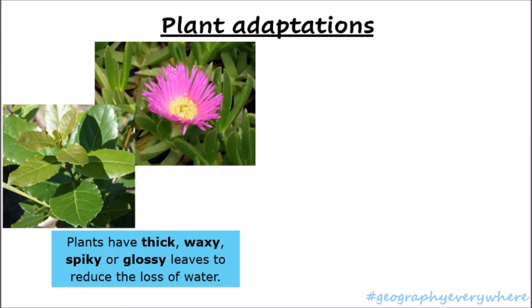Some plants have thick, waxy, spiky or glossy leaves to reduce the loss of water. An example of this plant is the bay leaf, where you can see that the leaves are glossy, and also the ice plant, which has very thick leaves to reduce the loss of water.